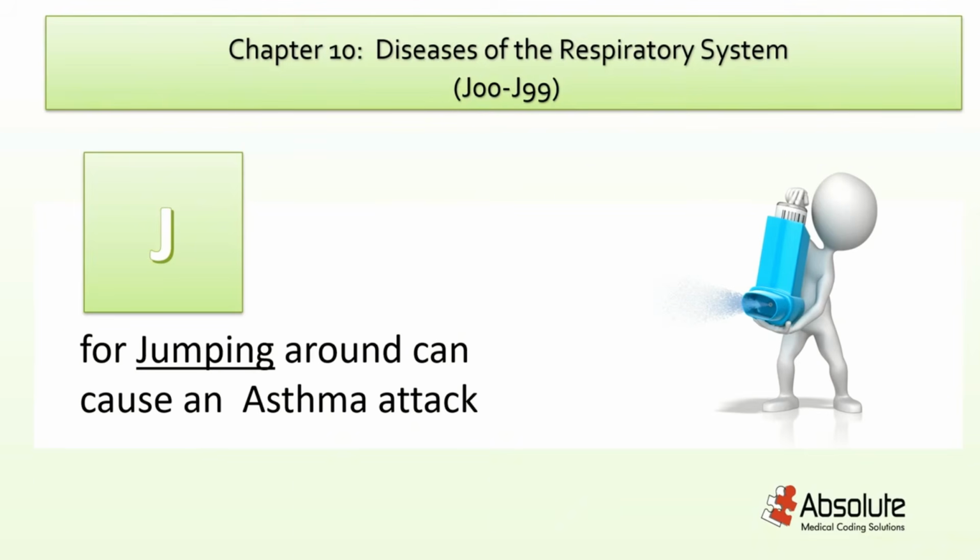Chapter 10 diseases begin with the letter J, and Chapter 10 diseases are diseases of the respiratory system. So what does J and the respiratory system have in common? Well, jumping. If you jump, jump, jump, it can cause an asthma attack, right? Well, for some people, if they overexert themselves like jump, it can cause an asthma attack. Asthma is a common respiratory system disease, and the code series is J00 through J99.